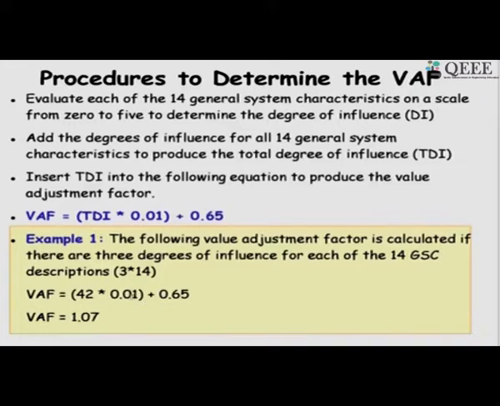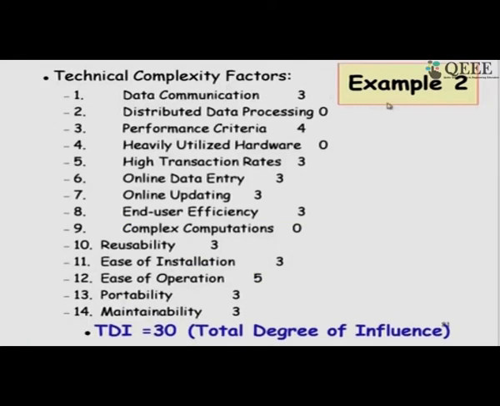So, 0.65 plus 0.042, which is 0.07, 1.07, sorry. So, let us look at another example.